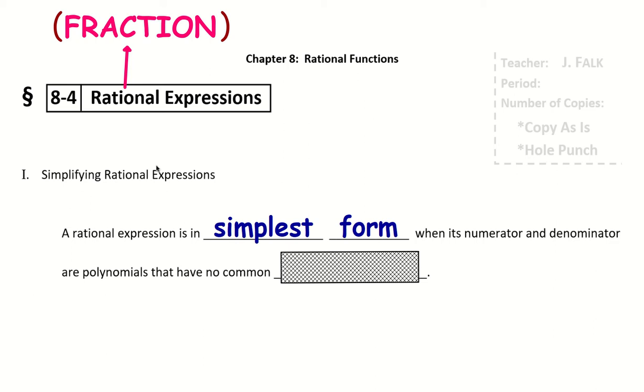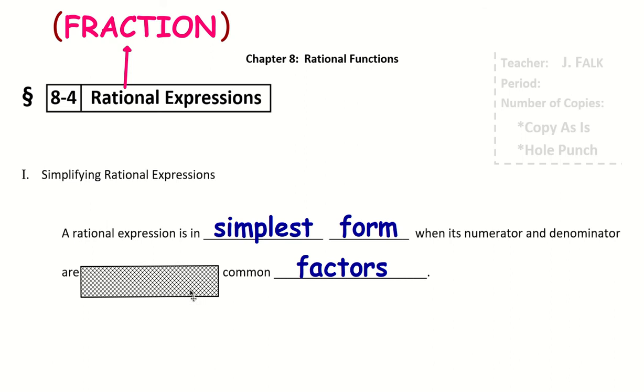Simplifying a rational expression, just a fraction. A rational expression is in simplest form when its numerator and denominator are polynomials that have no common factors. So I'm not one to put too much weight on a wordy definition like this, but I do want to reiterate the whole factoring thing.